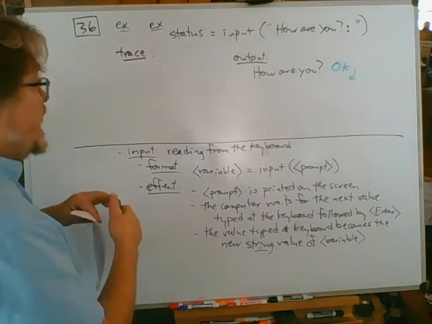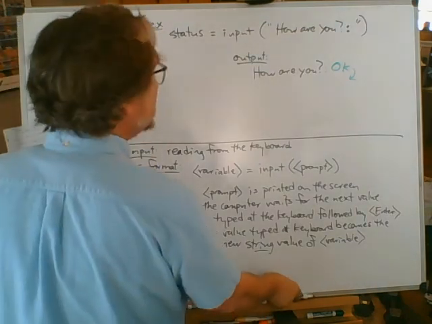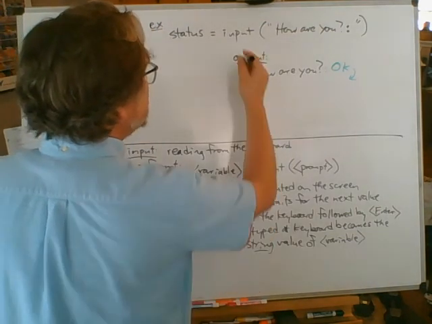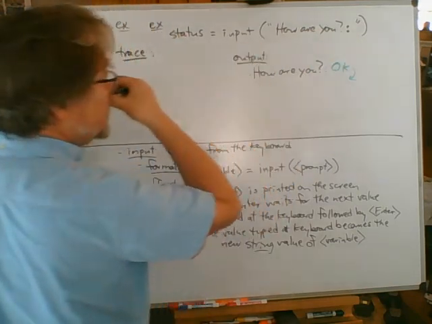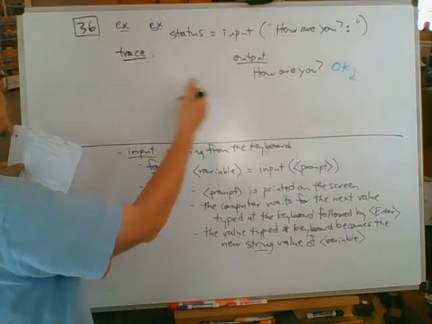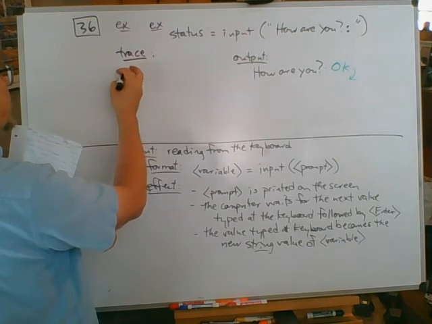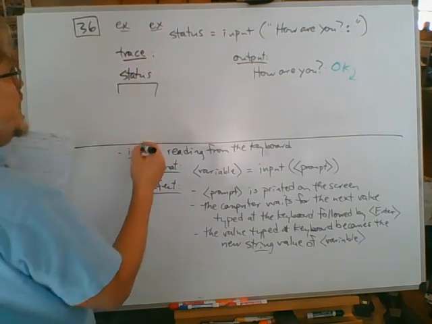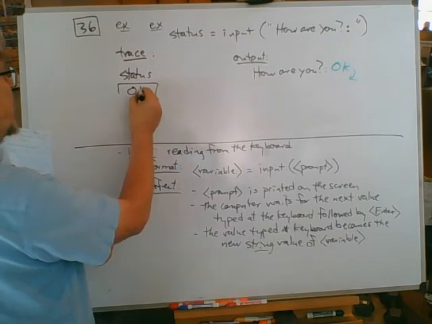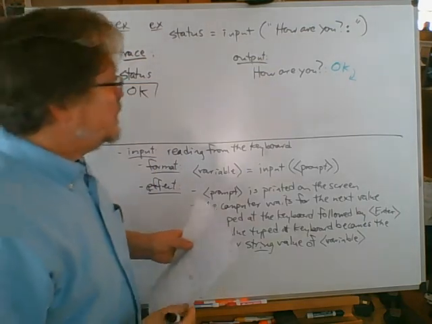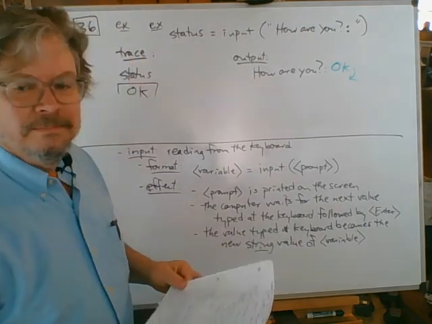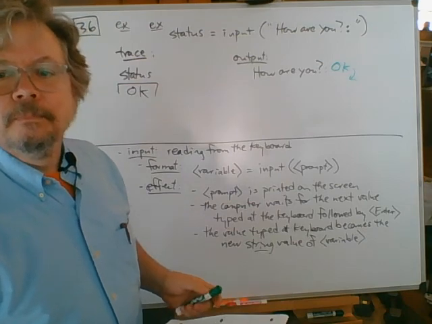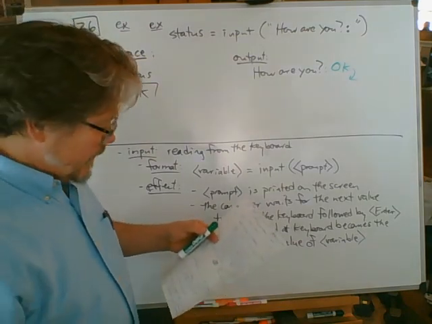When I press the enter key, then all of a sudden, this whole input expression has a value. The value is the string OK. That becomes the value of variable status. S-T-A-T-U-S now has value OK. And we read that in from the keyboard into a variable. What could be simpler? Probably a bunch of stuff. But that'll do for now.